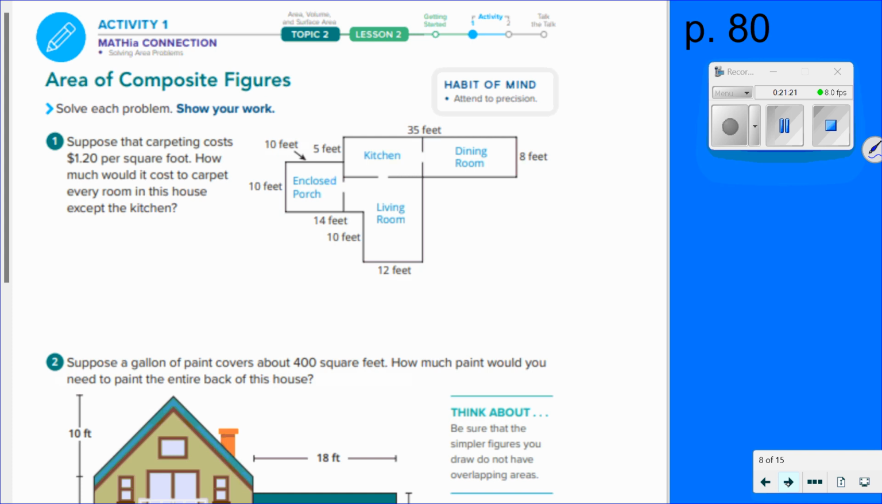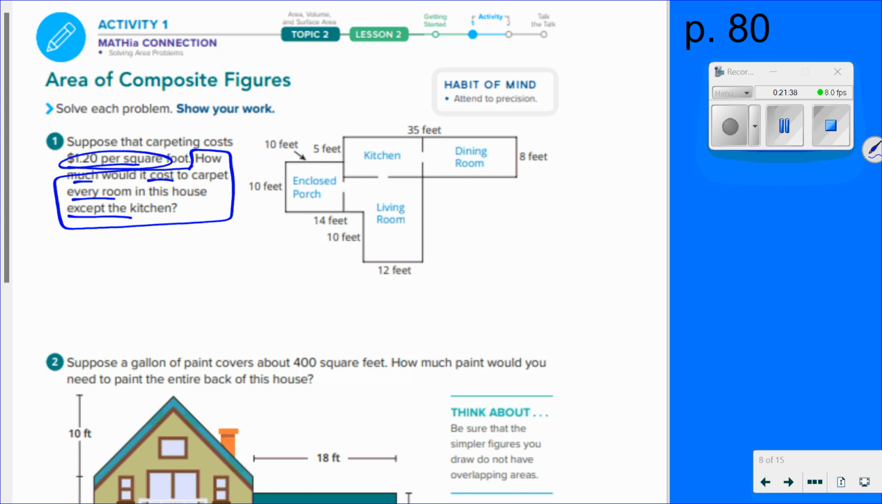Suppose that carpeting costs $1.20 per square foot. How much would it cost to carpet every room in this house except the kitchen? So there's my task. I'm going to need to break this down. Guys, pay attention.